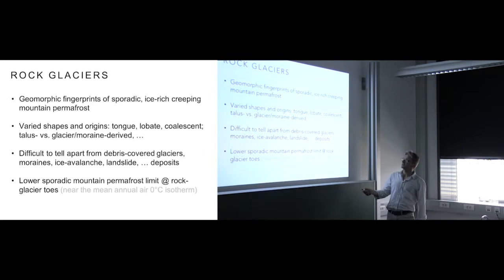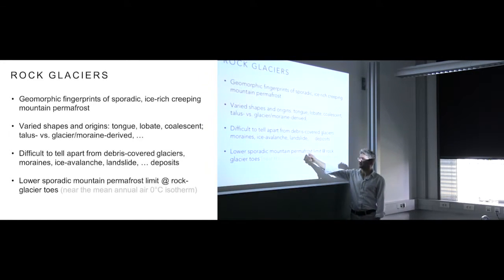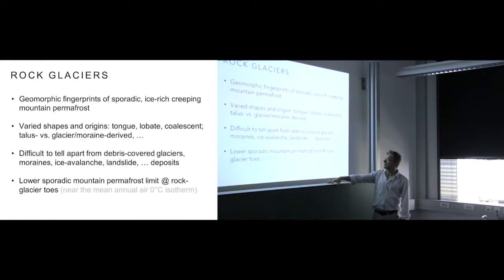Either way, they're very difficult to tell apart from the myriad of other deposits up in the sediment cascade, in the headwaters. Okay, they're difficult to tell apart from glaciers, debris-covered glaciers, okay, moraines sometimes, deposits from ice or ice rock avalanches or landslides, and so forth. Their significance, however, and this has been shown in a number of studies worldwide, is that their toes, okay, the lower rock glacier elevation really hugs the 0-degree isotherm. So we can use them as thermometers in the landscape, if you want.